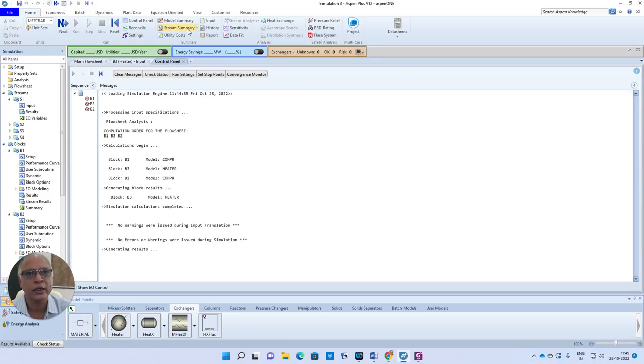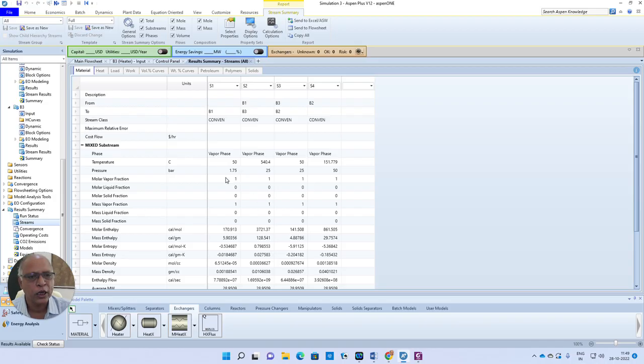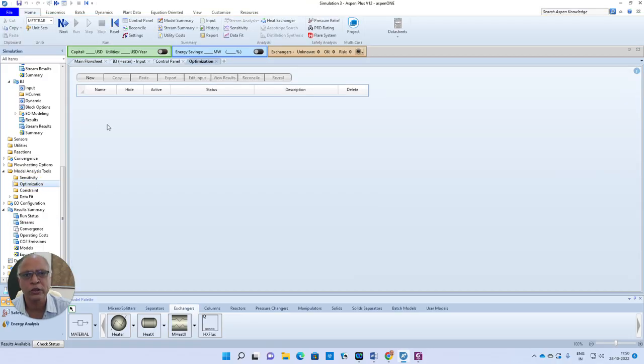Of course, we have not addressed the costs. We will try to incorporate them. So you can see 1.75 to 25 and 25 to 50. The required compression is handled by the two compressors. Here you can see when the pressure is increased from 1.75 to 25 in the first compressor, the temperature is increased to 540, but the cooler is bringing it back to 50. Then the temperature is increased to about 151. Now, after this, let us try to incorporate the optimization toolbox.